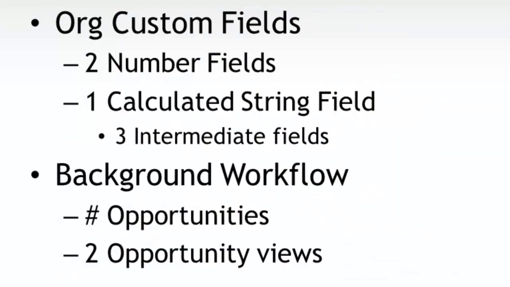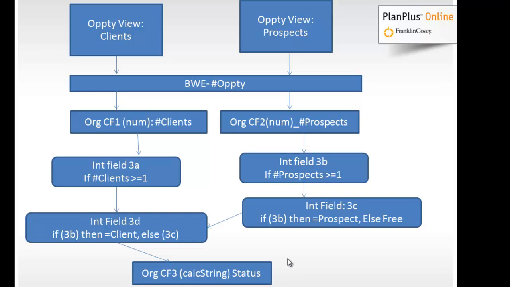Alright, so what we did is we came up with an actual solution using 3 custom fields, 2 views, and the background workflow engine. So the custom fields involve 2 number fields, 1 calculated string field that has some intermediate fields, and the background workflow engine featured the number of opportunities. It shows the number of opportunities by view and then 2 specific opportunities. So here's a bit of a flow chart that diagrams this solution.